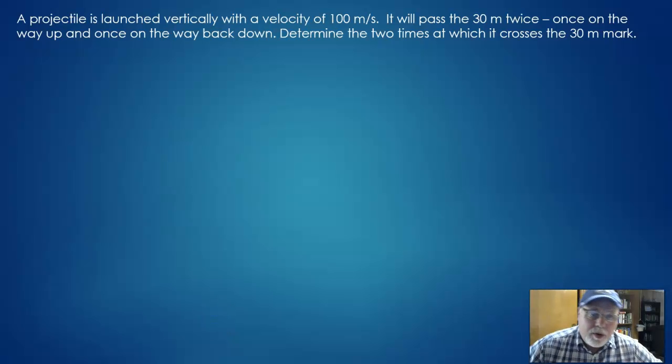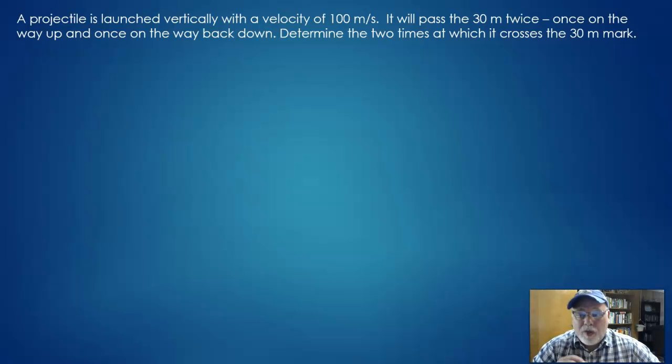Okay, I wanted to show you an example of a free fall problem that looks a little more complicated, but it turns out it's not. So let's just take a look at this. We've got a projectile that's launched vertically, that means straight up, with a velocity of 100 meters per second.